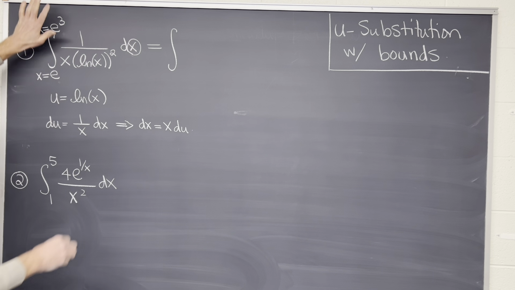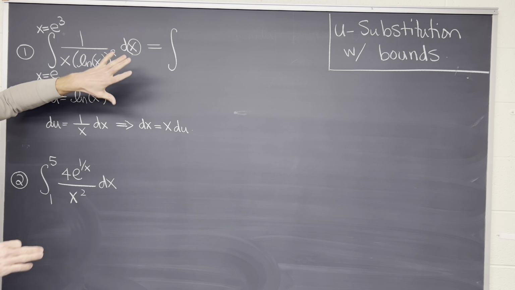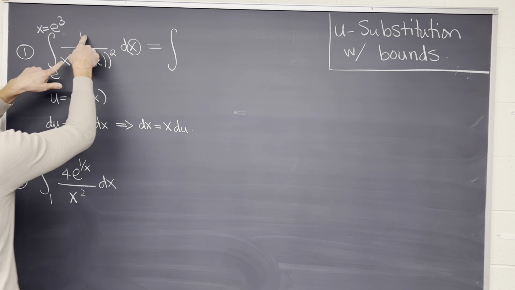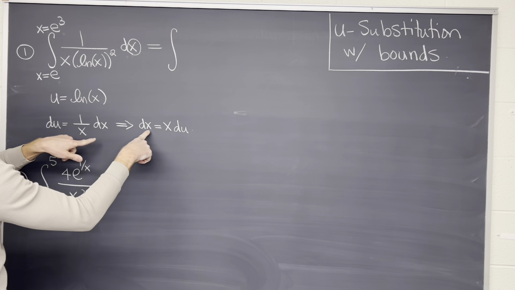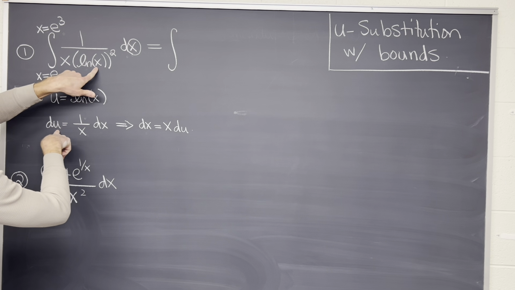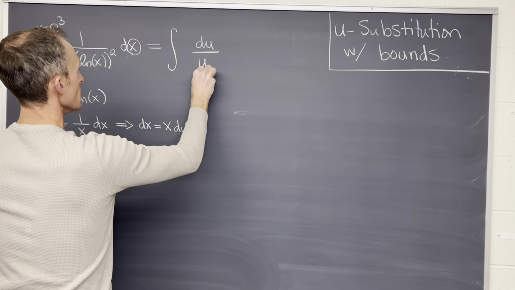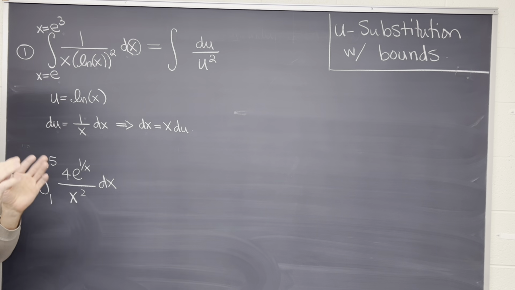So first off, let's forget about the bounds, okay? And let's plug in for the integrand and see what we get. I'm going to have 1 over x times dx. Well, what do I see? 1 over x times dx is just du, and natural log of x is just u. So this just becomes du over u squared. Okay, that's equal to that.